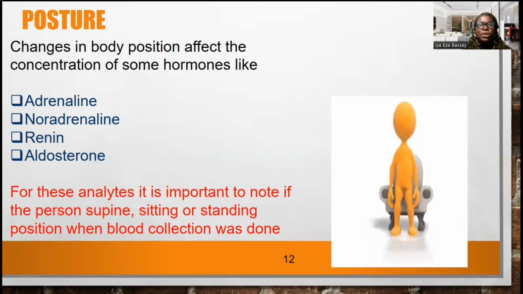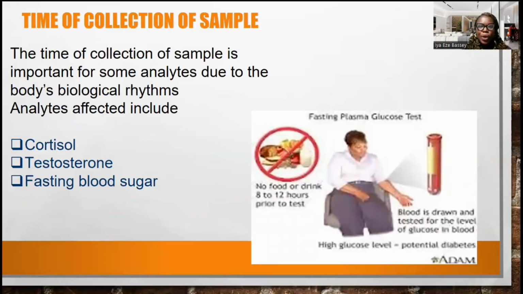Then, what time do you collect your blood sample? Some analytes are affected because of the body's biological rhythm, and those analytes will include things like cortisol. For instance, with cortisol, we do have what is called 9 a.m. cortisol. We have the midnight cortisol. Those levels are quite different. Cortisol is a stress hormone and rises with different times of the day. So if you measure at 9 a.m., the 9 a.m. cortisol will be different from the 12 midnight cortisol. So you have to also know the time these were collected.